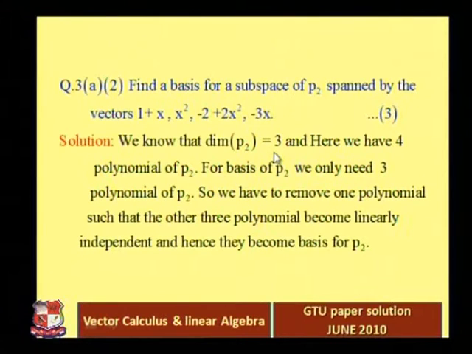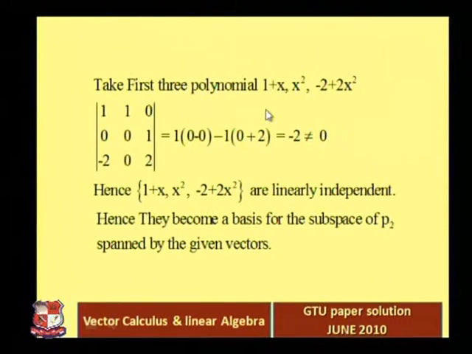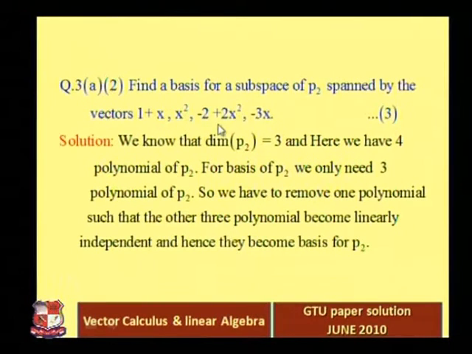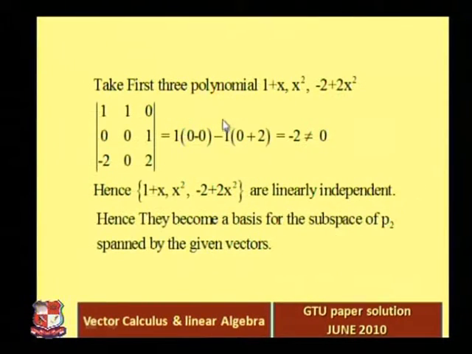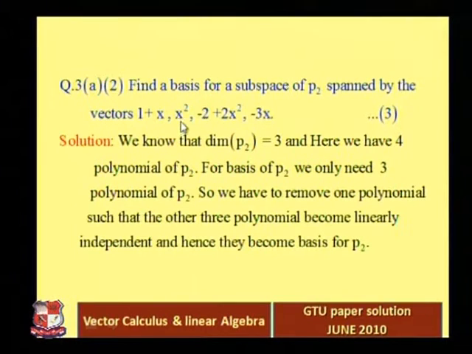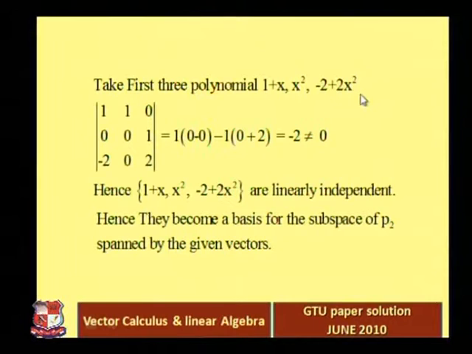The dimension of P2 is equal to 3, and here we have 4 polynomials of P2. For a basis of P2 we only need 3 polynomials, so we have to remove one polynomial so that the other 3 polynomials become a basis for P2, right? So just randomly we take the first 3 polynomials: 1 plus x square, minus 2 plus 2x square, and 1 plus x square.